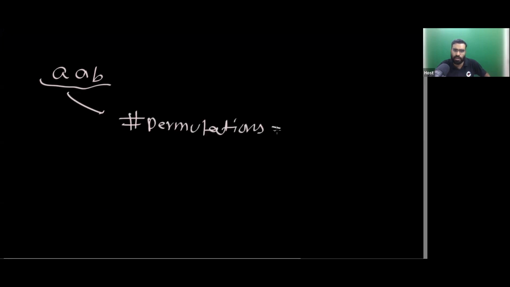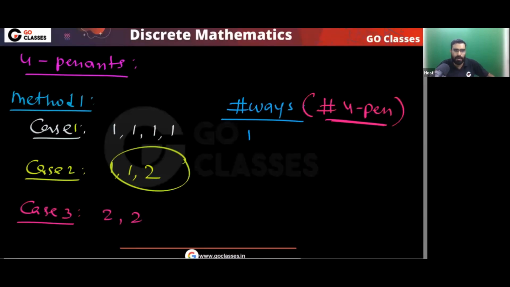For example, if I ask you how many permutations of AAB, what will be the answer? How many permutations can you create for AAB? That will be 3 factorial divided by 2 factorial. We already know. So similarly here, that will be 3 factorial divided by 2 factorial.